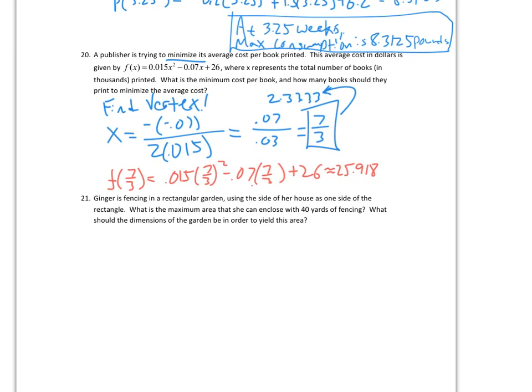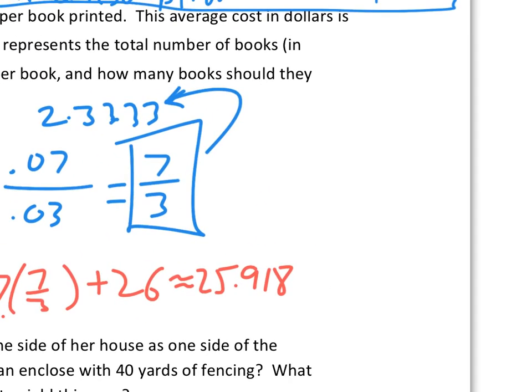So what does that mean? Well, let's remind ourselves what x is. x represents the total number of books in thousands. All right, so we have this many thousands, 2.33 thousands. And the minimum cost per book would be 25.92. That's in dollars. So we'll round that off to 92. All right, so let's jot down our answer here.